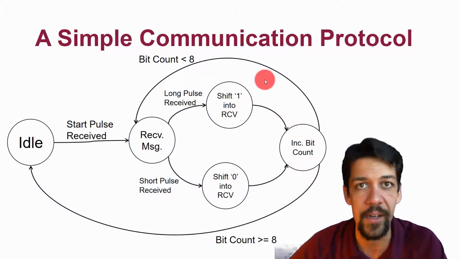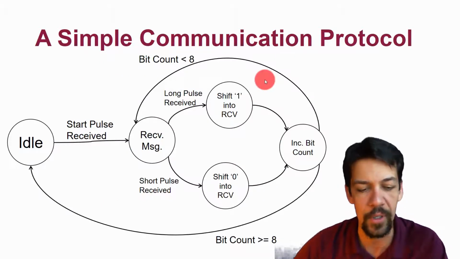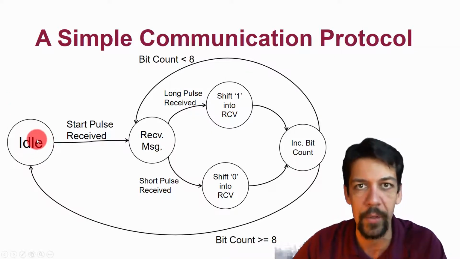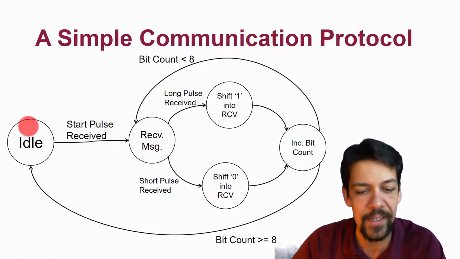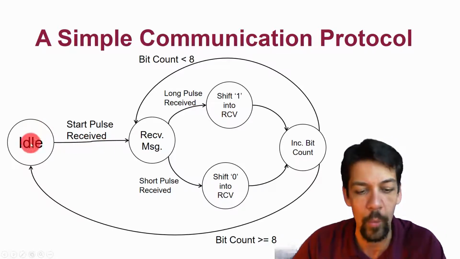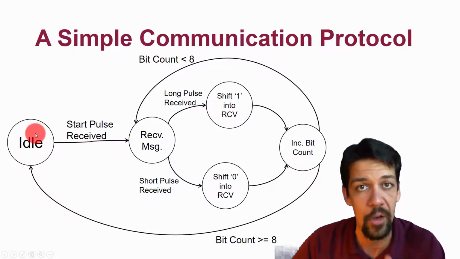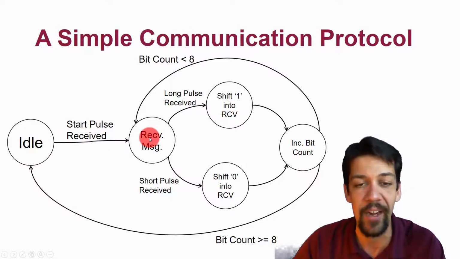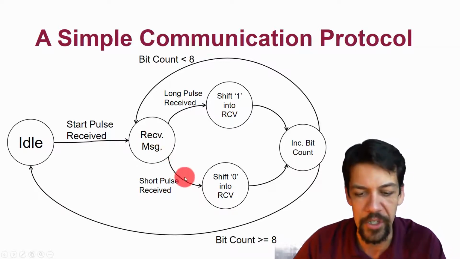So here's a flowchart for our protocol, and you can see we start in the idle state. Whenever we're in the idle state, we're just waiting for a new message. The only thing we're looking for is the start pulse to be received. So we're waiting, and if we receive a long duration pulse, that takes us to the receive message state, and we're now waiting for a 1 or a 0, one of the medium length pulses, or a short pulse.